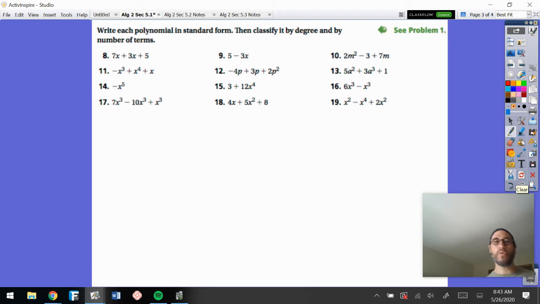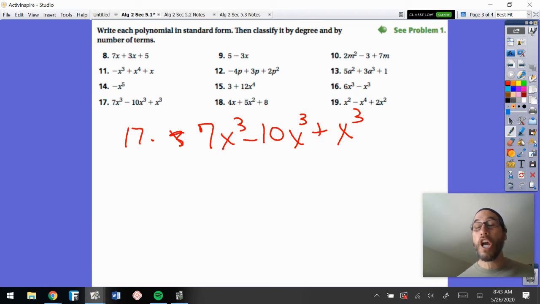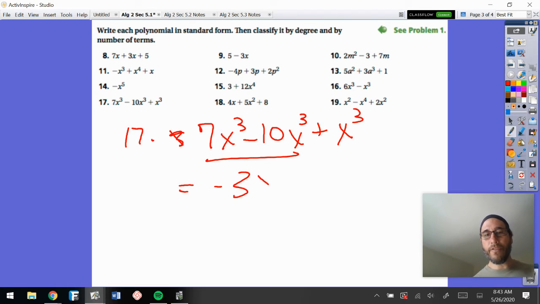I guess let's go to 19. And then I think, 19. We'll do 17 first, and then we're going to do 19. All right, 17 is 7x to the third minus 10x to the third plus 1x to the third. Oh my gosh, they're all to the third. So what do we do in this situation? Well, we simplify. That gives me a negative 3x to the third.